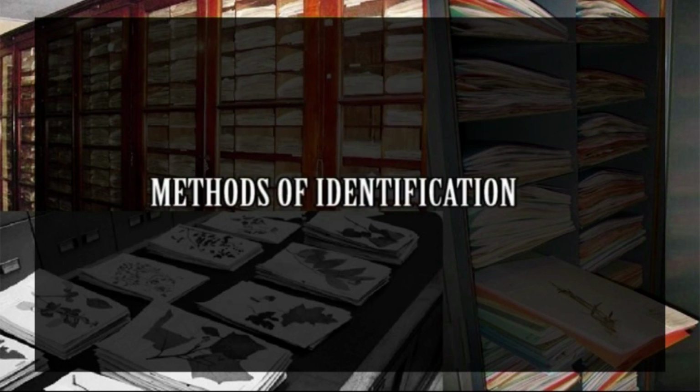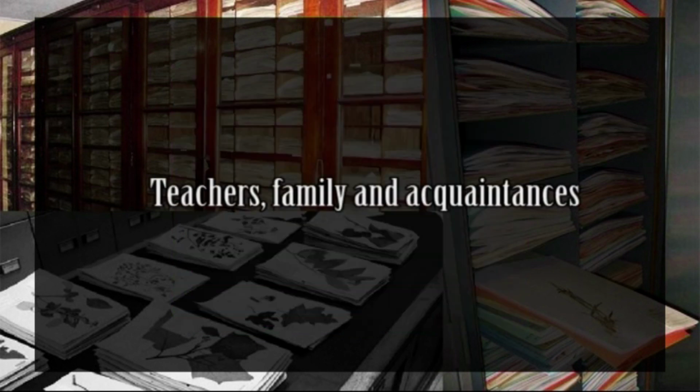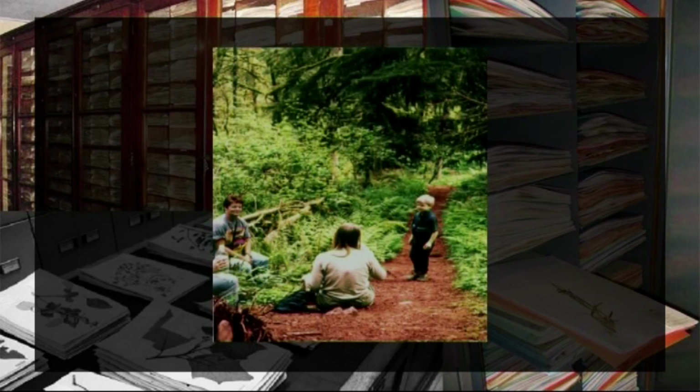Now, we discuss various methods of plant identification. The most traditional means of learning the identity, function and use of plants is through teachers, family and acquaintances who live within the same environment. While this is less common today, it was the norm for thousands of years.